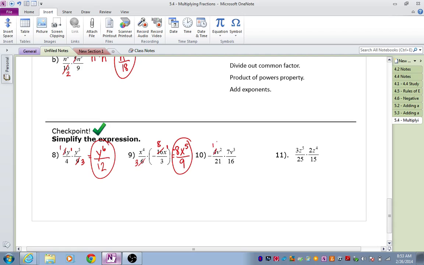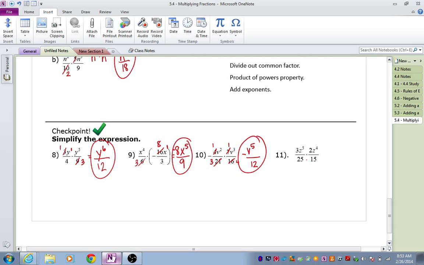4 goes into 4 once. 4 goes into 16 4 times. 7 goes into 7 once. 7 goes into 21 3 times. 1 times 1 is 1, so we don't need to worry about that. V squared times v cubed. 2 plus 3 is 5, so we get v to the 5th. In the denominator, 3 times 4 is 12. A negative times a positive is a negative.